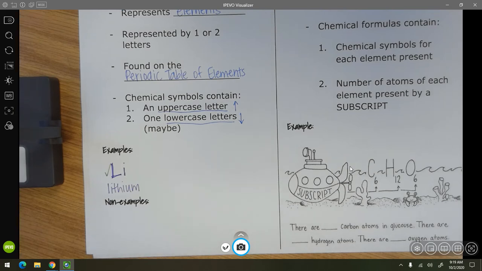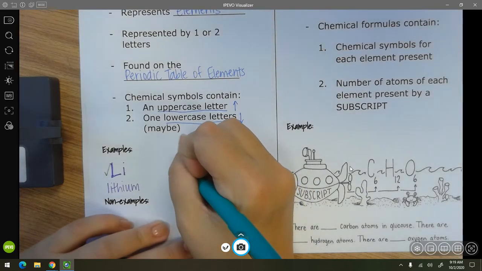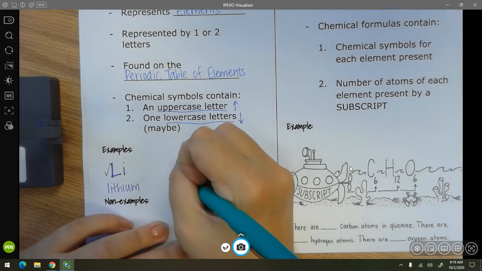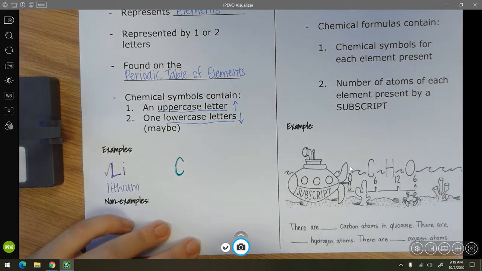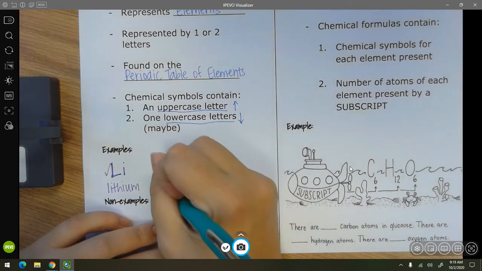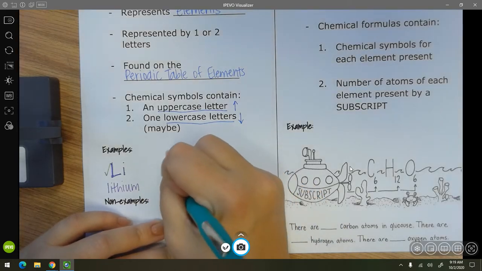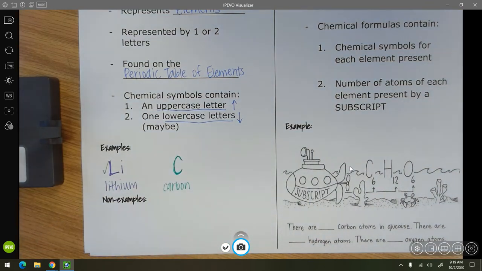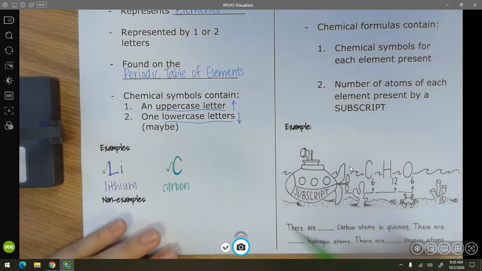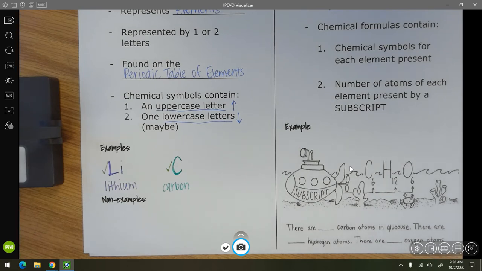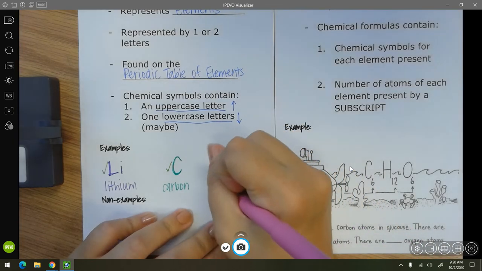Okay, my next example that I'm going to write is one that hopefully you've seen a whole bunch of times, and it's the big C. Hopefully you know what that means already. Maybe you started to memorize some of them, but that is carbon. So we've talked a lot about carbon, and actually carbon makes up a huge amount of our universe and our bodies. We'll talk more about that later.